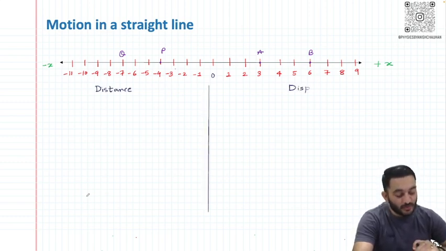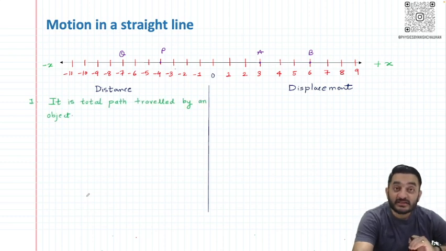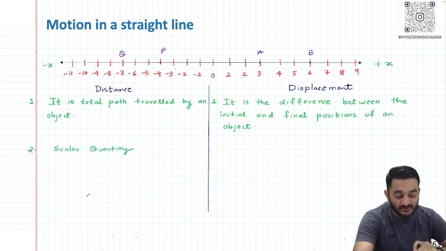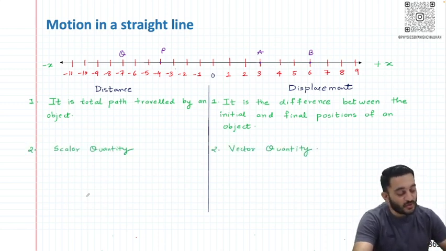Now if we talk about distance and displacement, we have learned that distance is the total path traveled by an object. On the other side, displacement is the difference between the initial and final position of an object. Distance is a scalar quantity. On the other side, displacement is a vector quantity, and I told you that vector quantities are usually given with the direction, and here the plus and minus sign will indicate the direction.